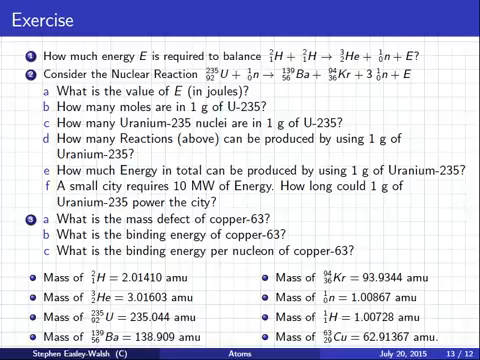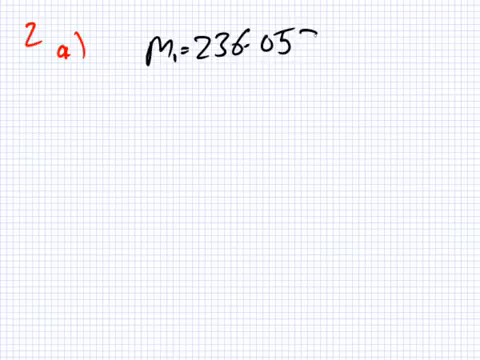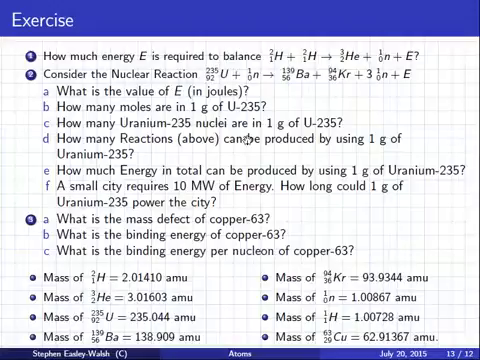Right. Let's check it together. So I'm getting the mass on the left to be 235.044 plus 1.00867. What's the mass on the left in number 2? 236.05267 AMU.